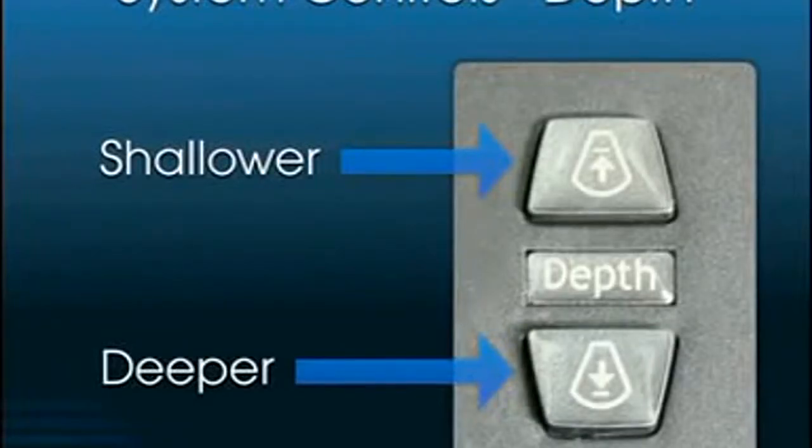Now, there's the depth button, and the depth button is important to adjust how deep you want the sound to go into the body. And basically, the longer the sound goes into the body, the deeper the depth will be on the screen. And the way you control that is by pressing this button, the sound will go into the body less deep, and by pushing this button down here, the sound will go into the body more deep.